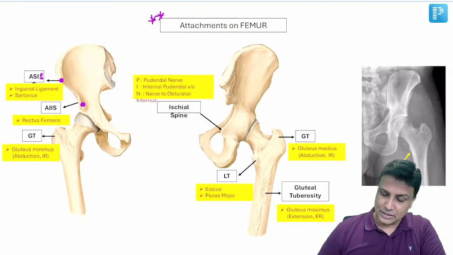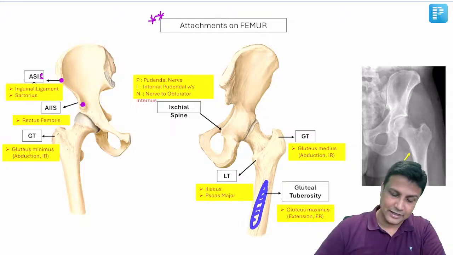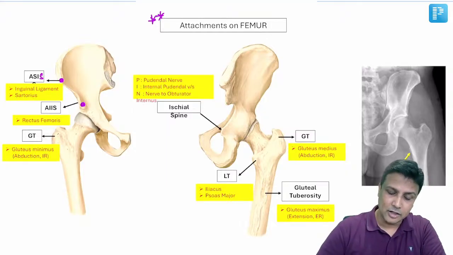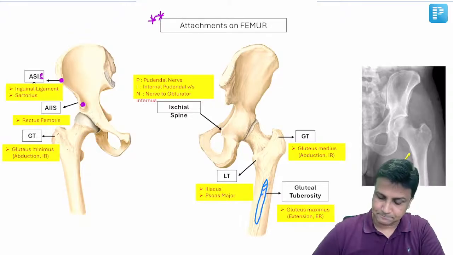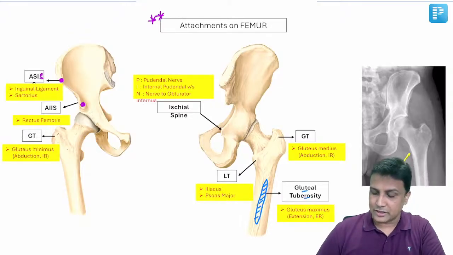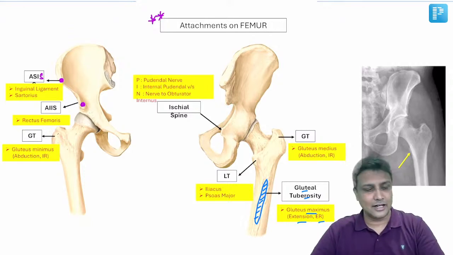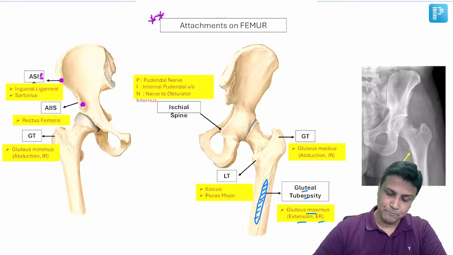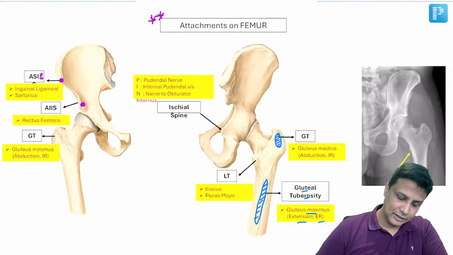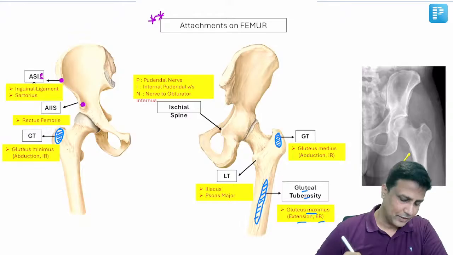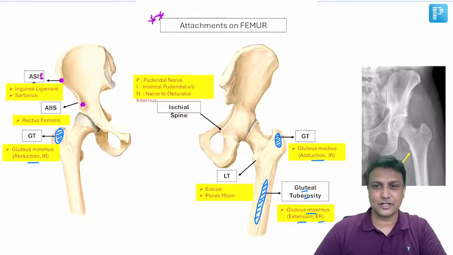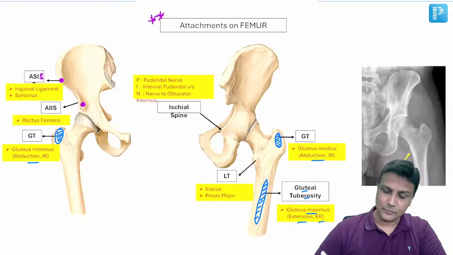Then in this diagram, you can see the gluteal tuberosity, and the muscle attached onto it is the gluteus maximus, which helps in extension at the hip joint and external rotation, like when you are climbing up the stairs. Now on the greater trochanter, gluteus medius is attached posteriorly and gluteus minimus anteriorly, and both help in abduction as well as internal rotation. On the lesser trochanter, iliacus and psoas major are attached.